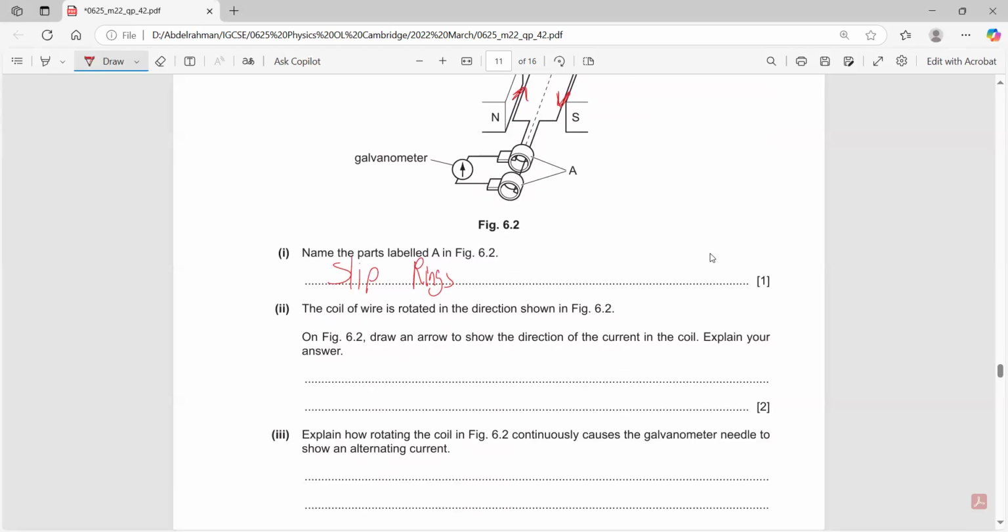How can I explain? Basically, if you want to explain, you can say that the force on the wire, the magnetic field and the current are all perpendicular to each other. You can also say due to Fleming's right hand rule.